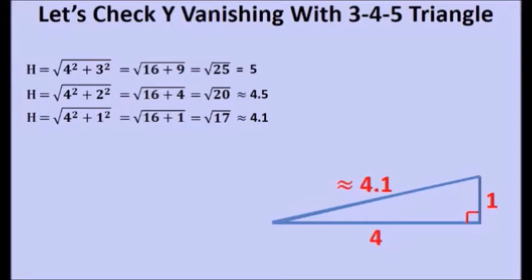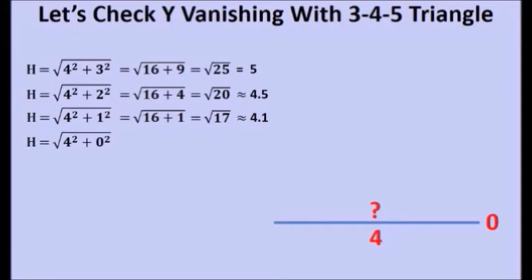Okay, let's complete the collapse and let y equal 0. This is the big test. Let's see if the hypotenuse equals 4 now. Doing the math, we have h equaling the square root of 4 squared plus 0 squared, which is the square root of 16 plus 0, or the square root of 16, which exactly equals 4.